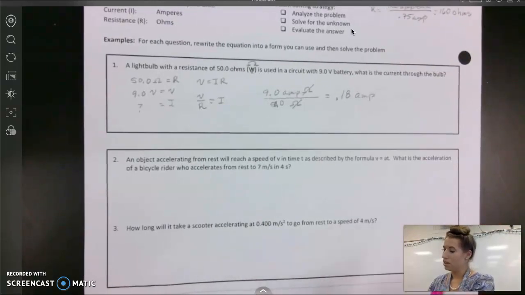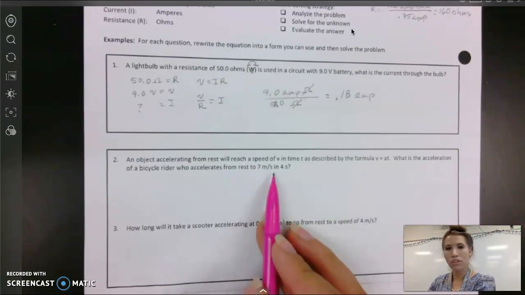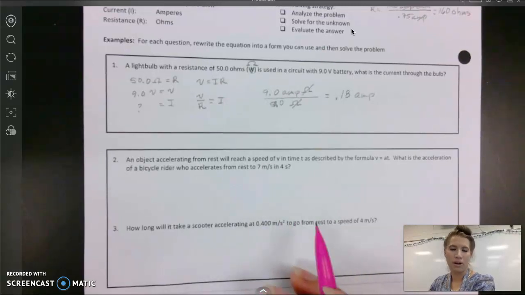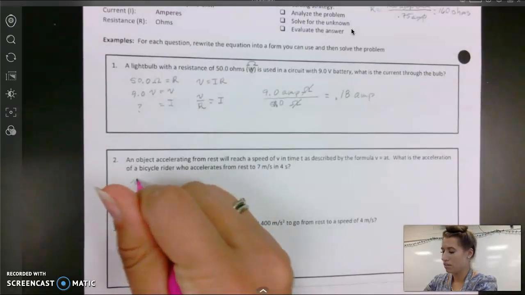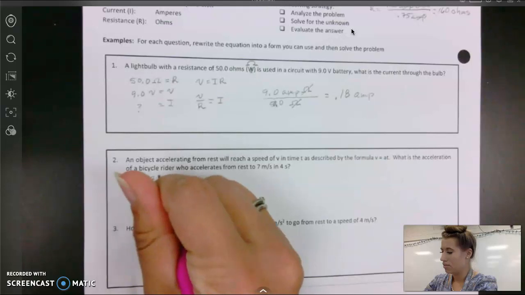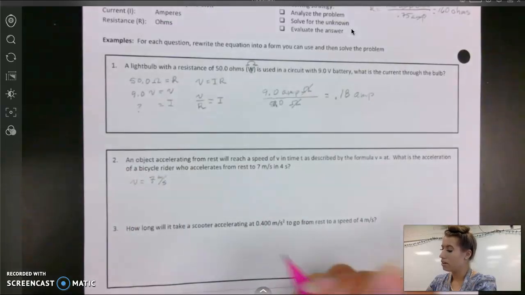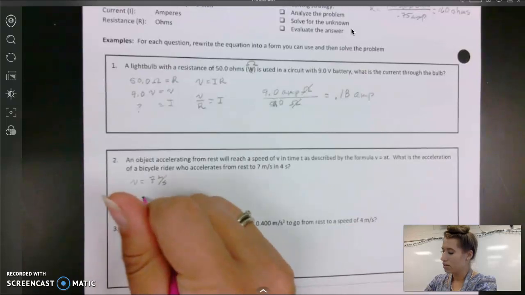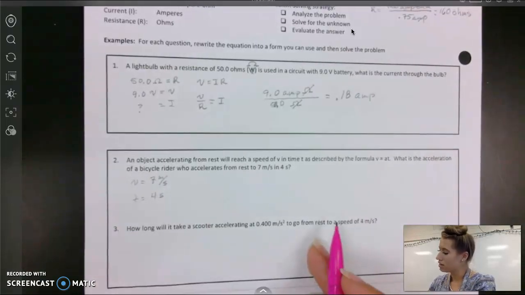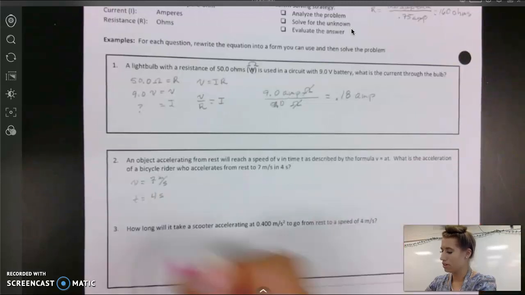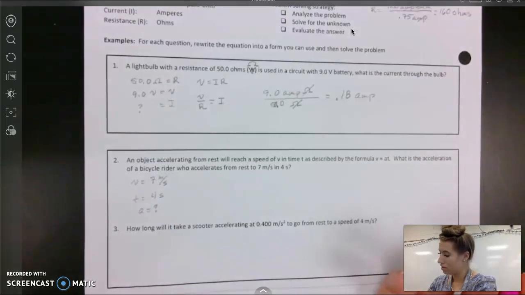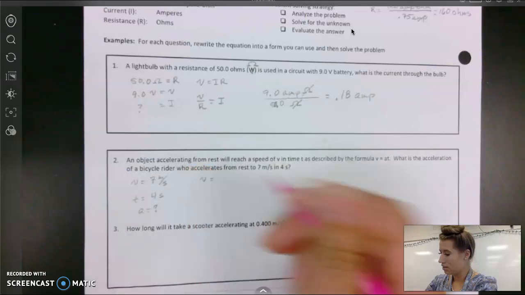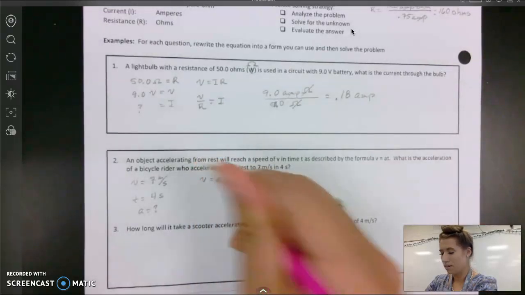Let's break it up. We're going to analyze the problem and see what we have. We have meters per second, which is kind of like miles per hour, a distance over a time. So that's going to be our velocity. Velocity is going to be 7 meters per second. And then our time, all this is happening in 4 seconds. And let's see what's our unknown. What is the acceleration? So we want to know A. And then we're going to decide which equation we're going to use. And we're going to use velocity equals acceleration times time.